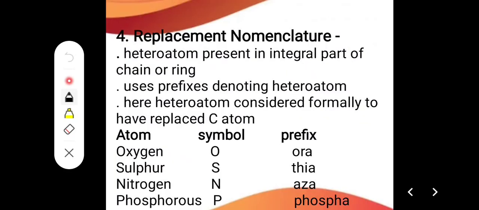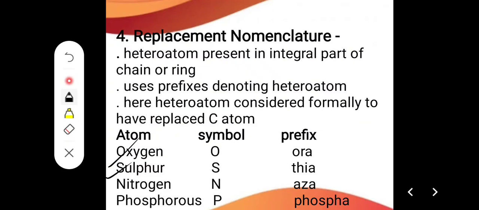Replacement nomenclature: a heteroatom is present as an integral part of a chain or ring. There is an integral part of the chain or ring having some heteroatom. It uses prefixes denoting the heteroatom, that is, the nature of the heteroatom attached to the chain. Here the heteroatom is considered formally to have replaced a carbon atom. For example, the atom oxygen: for oxygen we use oxa.